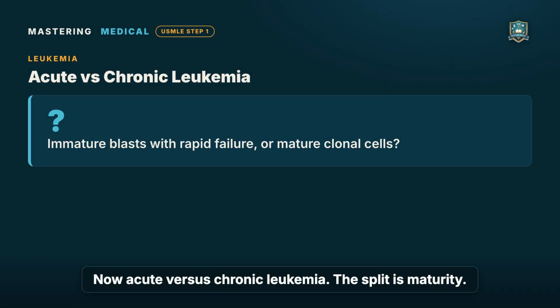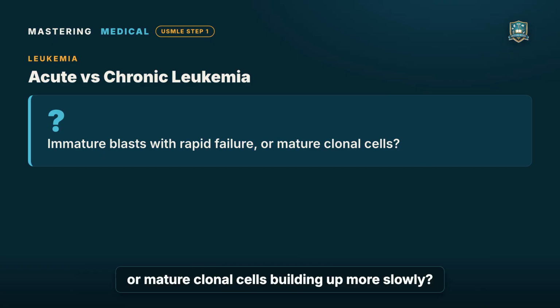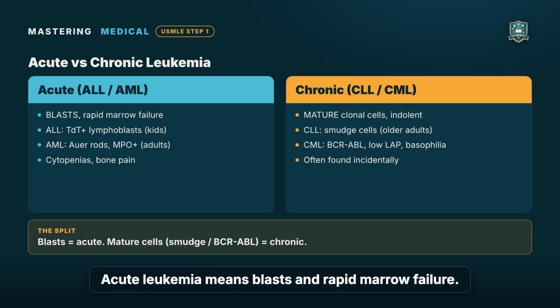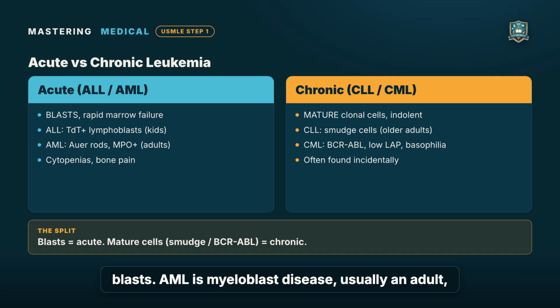Now acute versus chronic leukemia. The split is maturity. Are we seeing immature blasts with rapid marrow failure, or mature clonal cells building up more slowly? Acute leukemia means blasts and rapid marrow failure. ALL is lymphoblast disease, classically a child with TdT-positive blasts. AML is myeloblast disease, usually an adult with Auer rods and myeloperoxidase positivity.